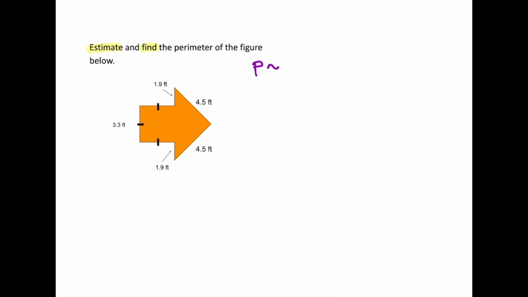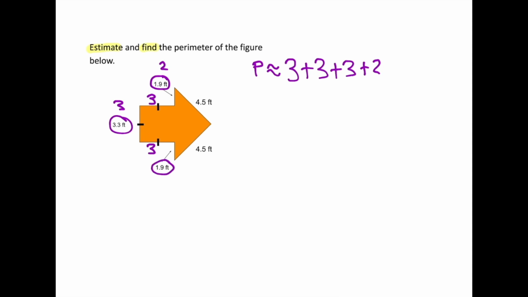Let's first start with our estimation. We know that this side is 3.3, which is close to 3. Since these have the black marks, they're also close to 3. So we have 3 plus 3 plus 3. This side here is 1.9. That's very close to 2. And that equals this side on the other side. So that's also close to 2. Then we have 4.5 and 4.5. Both of those round up to 5.